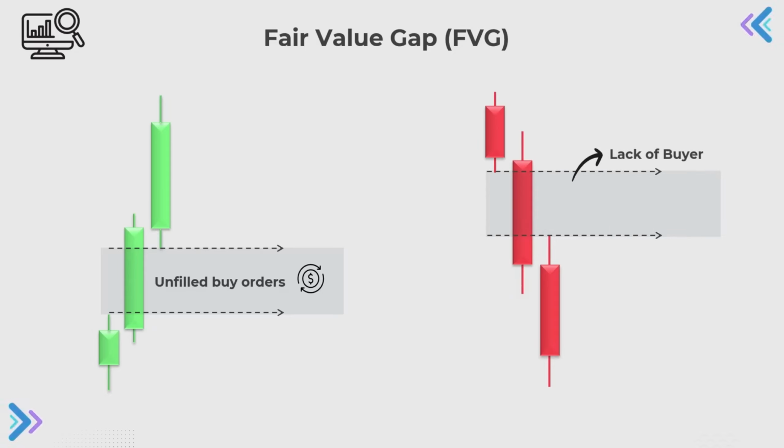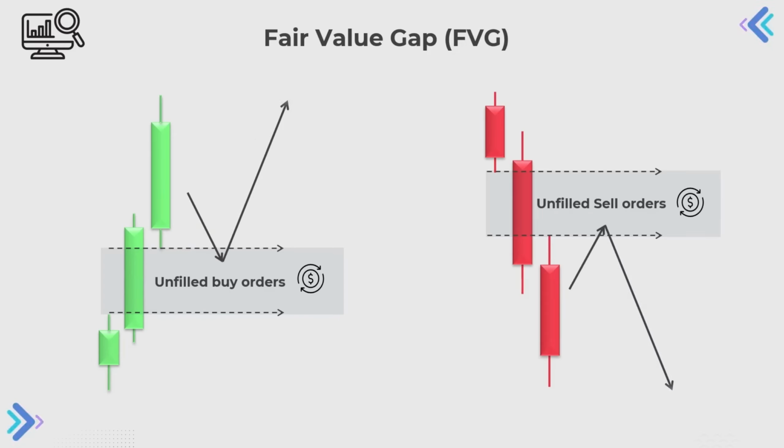For example, when bullish fair value gaps form on the chart, the range between the candles that do not overlap indicates a lack of sellers as much as buyers. In other words, there were not enough sell orders to fill the buy orders at that specific price level, resulting in unfilled buy orders left in that area.